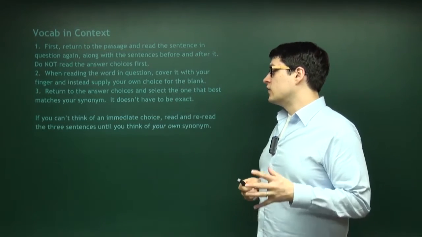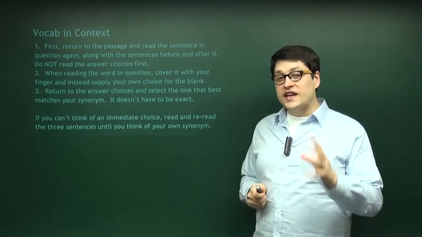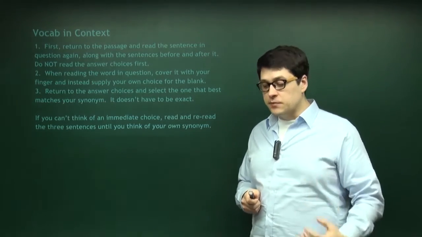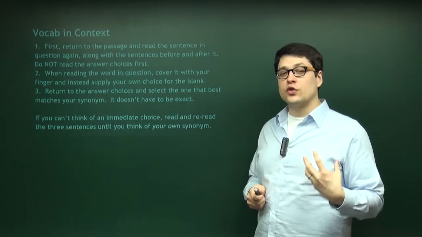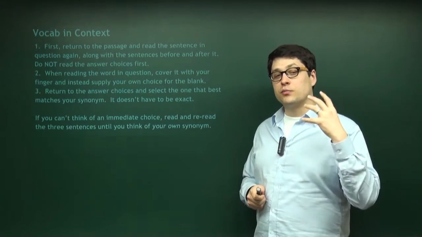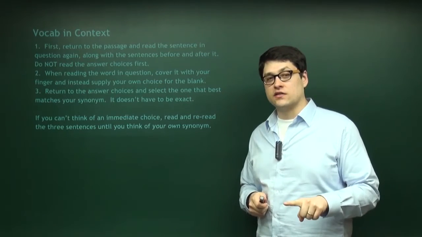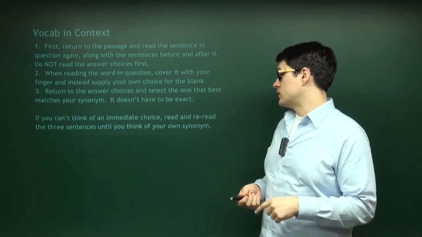If you can't think of an immediate choice, just keep reading it until your brain supplies something that goes there. Keep doing it. Keep plugging away. Read it 2 or 3 or 4 times until your brain's like, oh, I see what needs to go in that blank. I see what's missing. And then go back and read the choices.